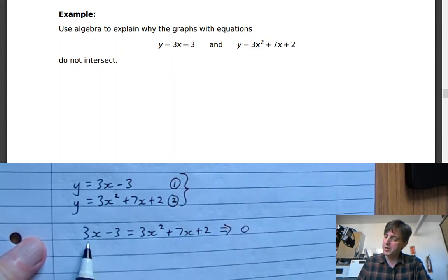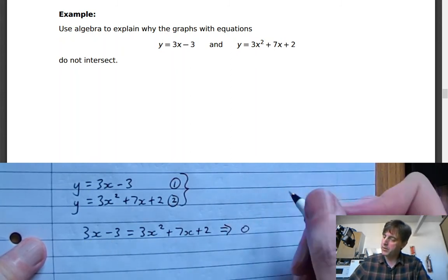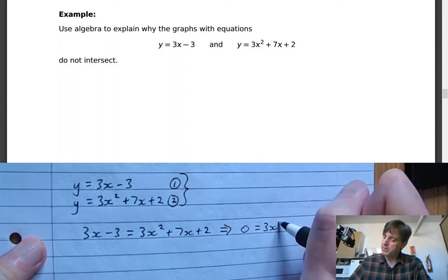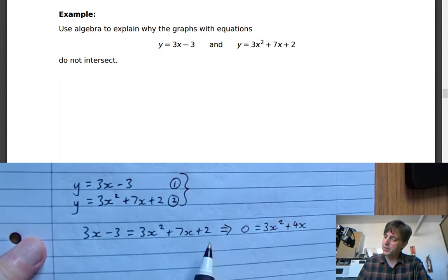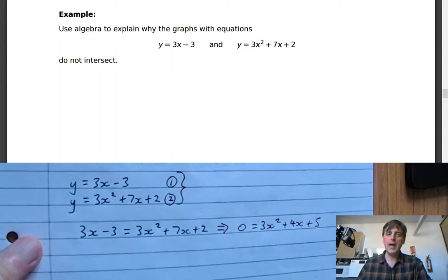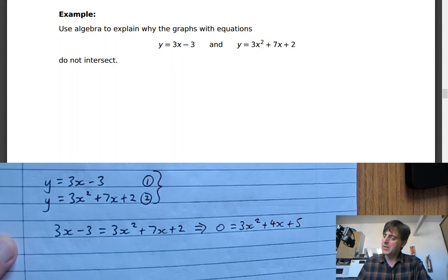Let's subtract the 3x and the -3 from both sides. So if I subtract the 3x from the 7x, I get 4x. And if I subtract the -3 from the 2, or another way of saying that would be adding 3 to both sides, I get this equation here like this. And I need to show that this equation here doesn't have any solutions, because if it had solutions, then it would lead us to an intersection point.